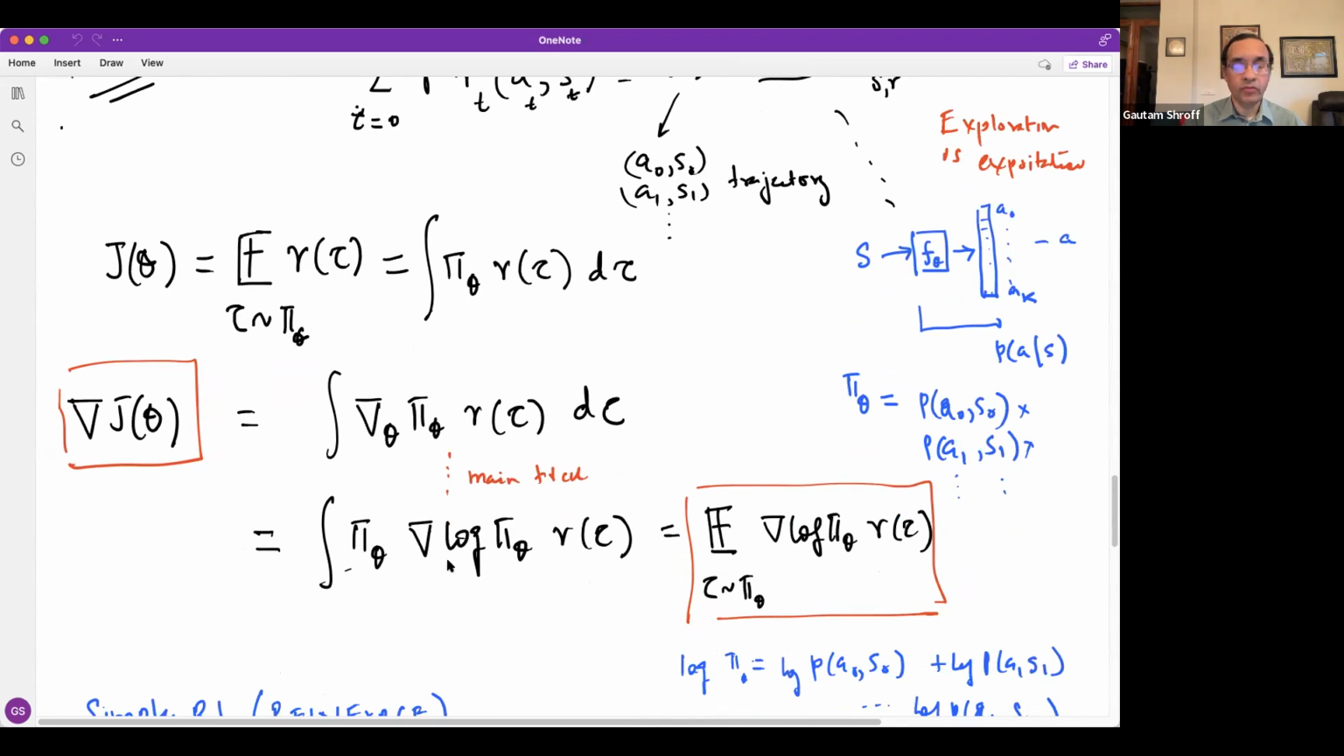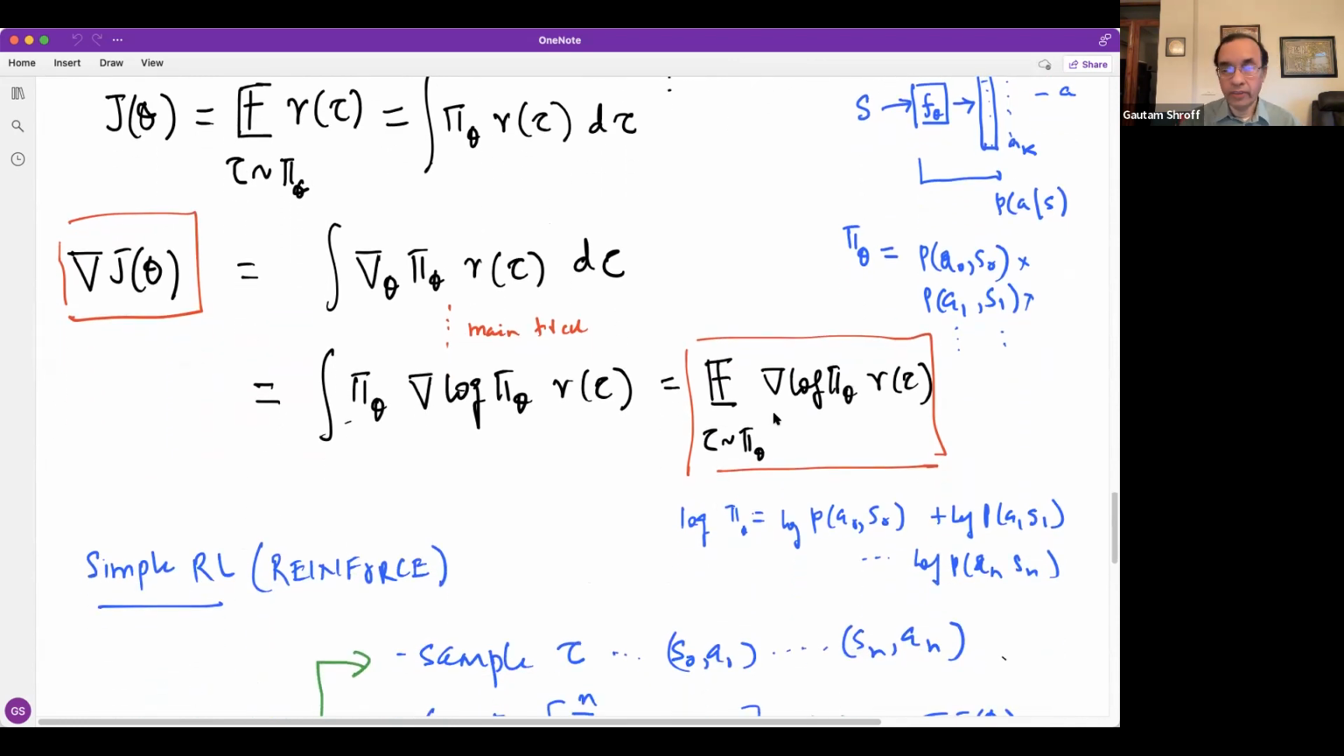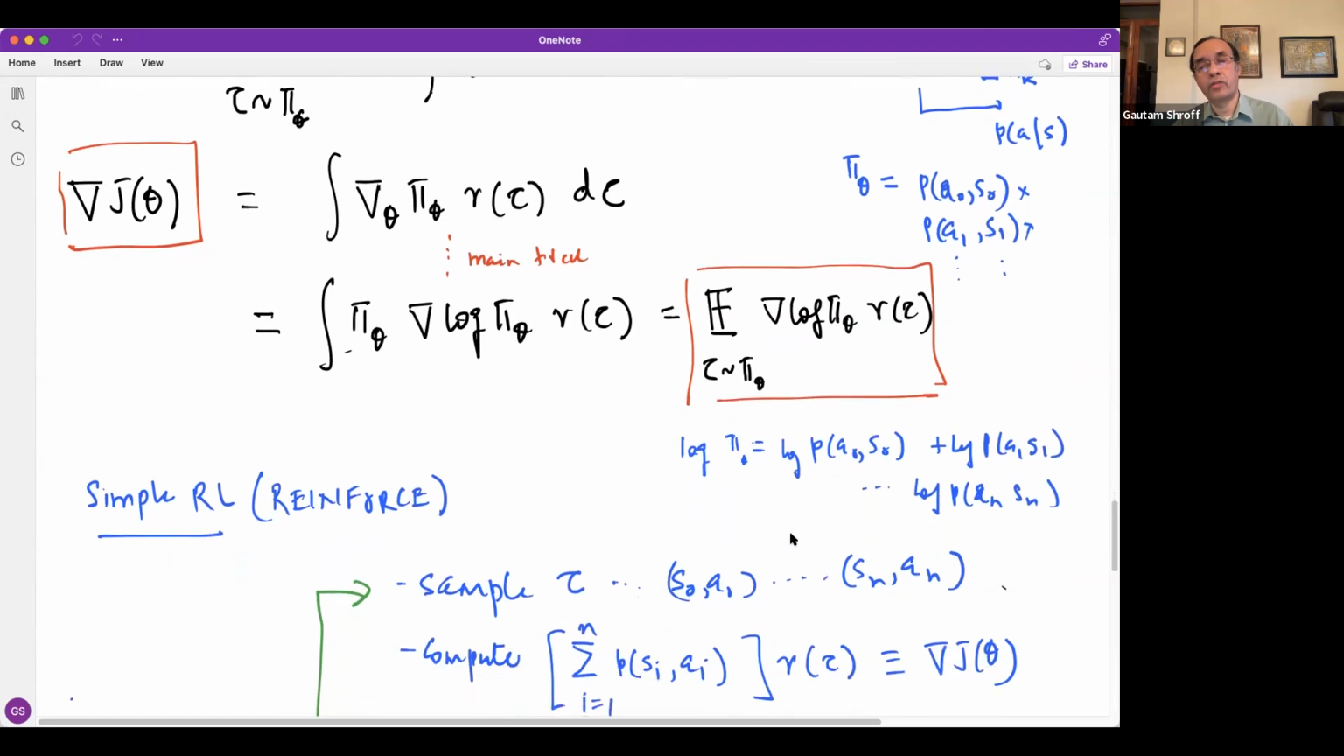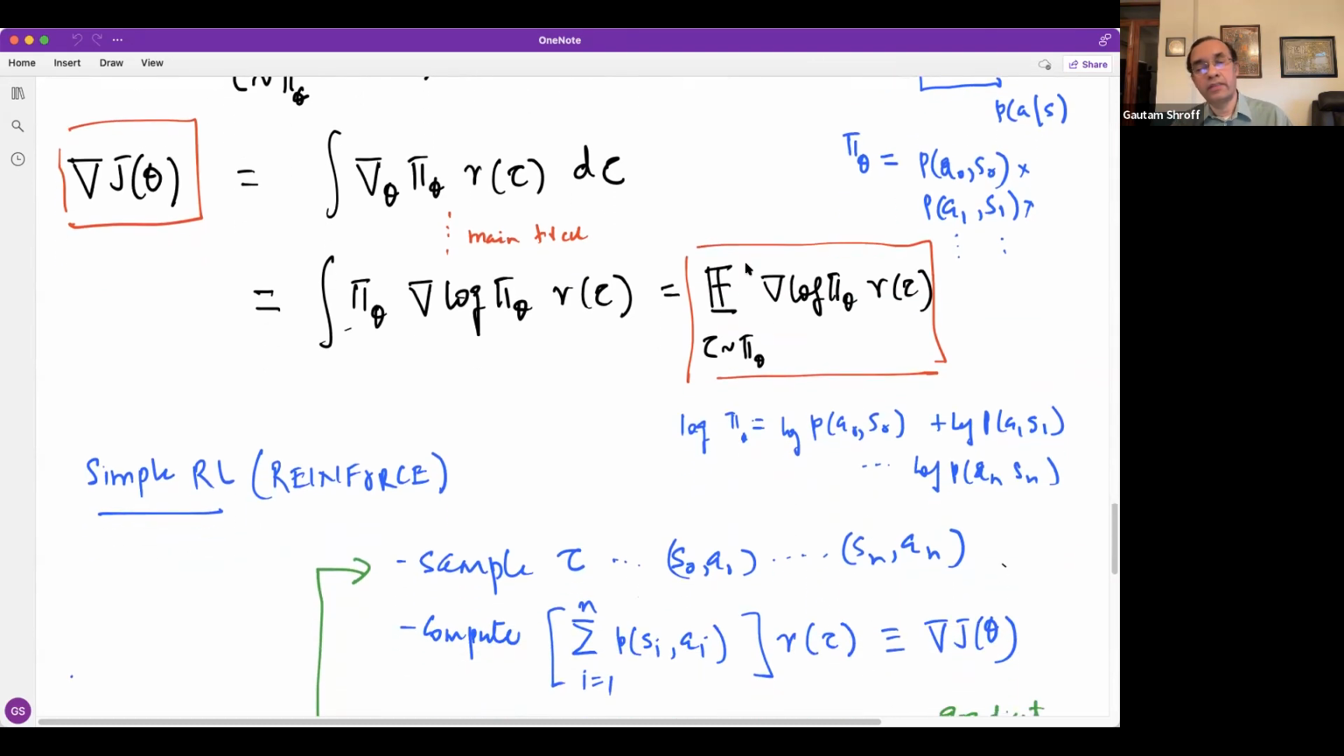You perform a bit of a trick that we discussed last time to get an expectation of the gradient of the log of the probability distribution. And this log of the probability of a particular episode is obviously the product of all the probabilities of every state-action pair. And if you take the log, it's just the sum. And so when you write this out, it comes to something like this.